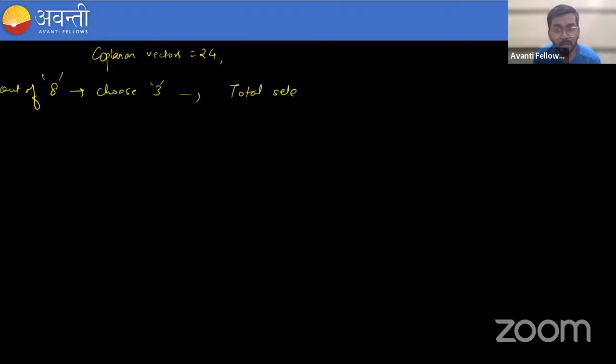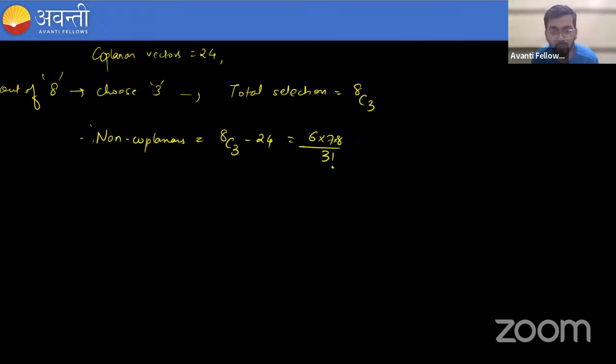So now we know that the total number of coplanar selections will be 24, and out of 8 vectors we have to choose 3. So the total selection that can be done is 8C3. Therefore, the number of non-coplanar vectors will be 8C3 minus 24. So this will come out to be 8 times 7 times 6 upon 3 factorial minus 24. This 6 will go with 6. 56 minus 24 will be 32. So 32 is 2 power 5, right?